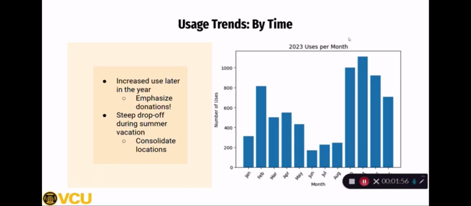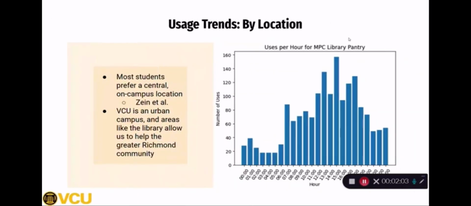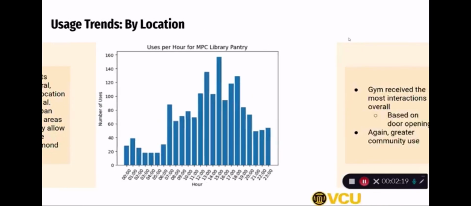and we should emphasize donations when use is high at the end of the year and possibly consolidate locations when usage is low in the summer. We also looked at usage per time for each location, and this could be useful for people who want to go when it is less busy. And because VCU is an urban campus, we can see that areas like the library are probably providing help for also the greater Richmond community.